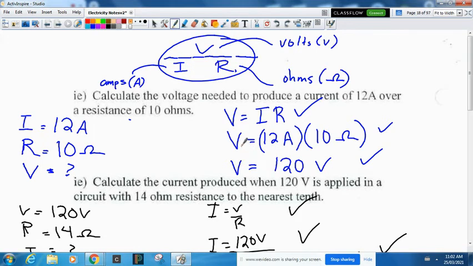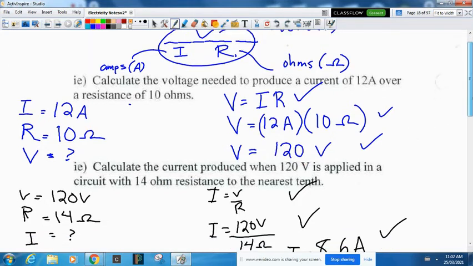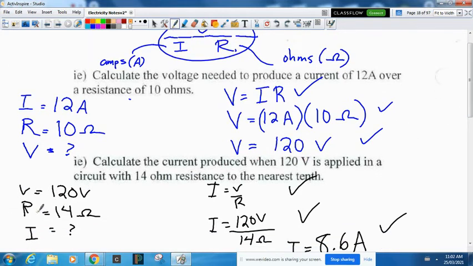And then if I keep the same base units, it just becomes an answer in volts. Okay, so the next one, you need to calculate current. It gives you voltage. It gives you 14 ohms. So over here, I have voltage is 120. Resistance is 14 ohms. Calculate I.